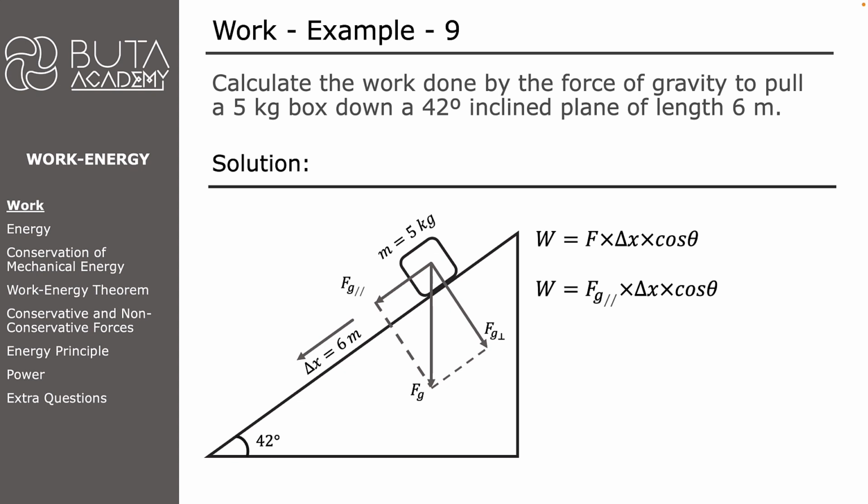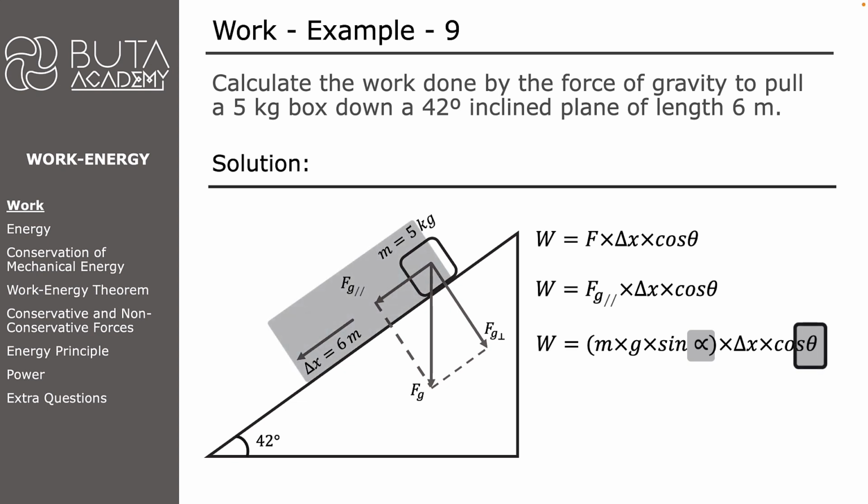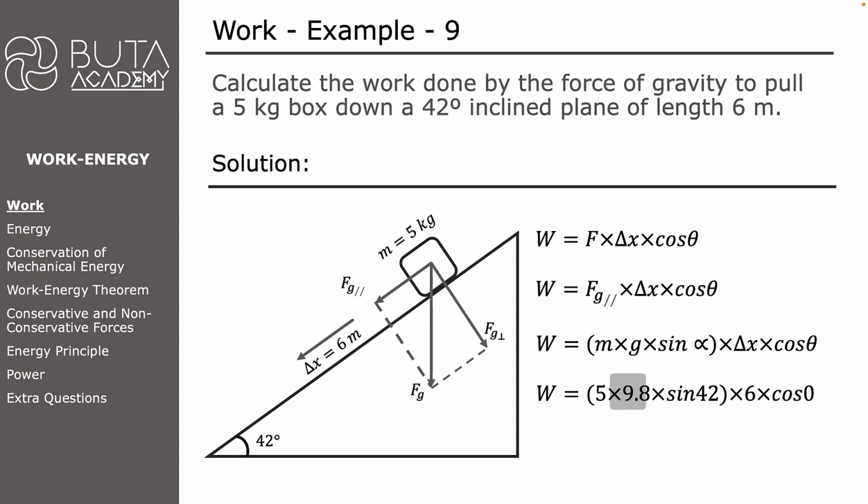As we saw in the lesson on the laws of motion, the parallel component of gravity is equal to the product of mass, gravitational acceleration, and sine of the angle of incline. Let's be careful to distinguish between these two angles once more. In this example, the angle between the force and the displacement is 0, and the angle of the incline is 42 degrees. The object has a mass of 5 kg, a gravitational acceleration is 9.8 meters per second square, and displacement is 6 meters. The amount of work done by the gravity is 196.72 joules.